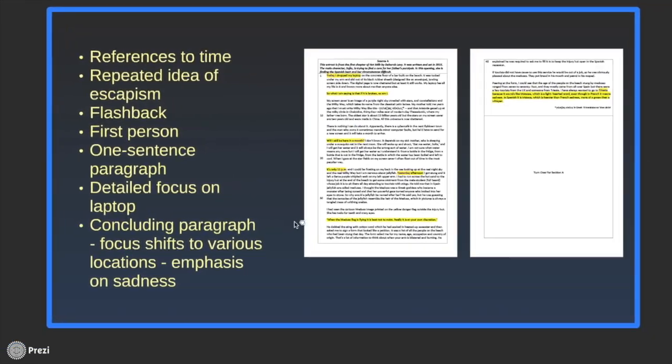Okay, so I'm hoping that that has helped you answer that question if you haven't already done so, and giving you some ideas about the kinds of things that you can analyse for question three on paper one.